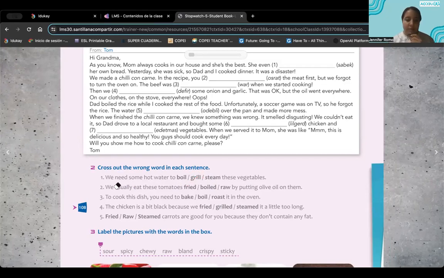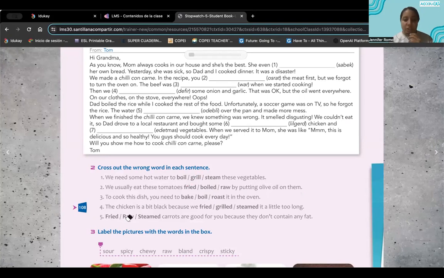For example, in the second one it says, we usually eat these tomatoes fried, boiled, or raw, but putting olive oil on them. Which will it be? Then we have number 3. To cook this dish, you need to bake, boil, or roast in the oven. Which one is the wrong one?